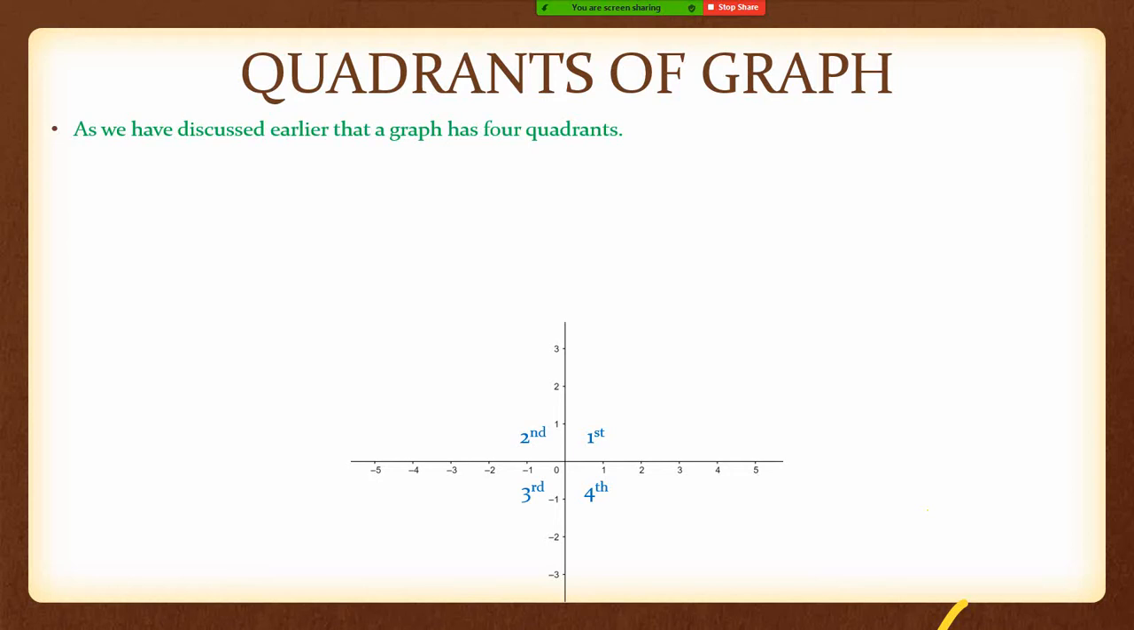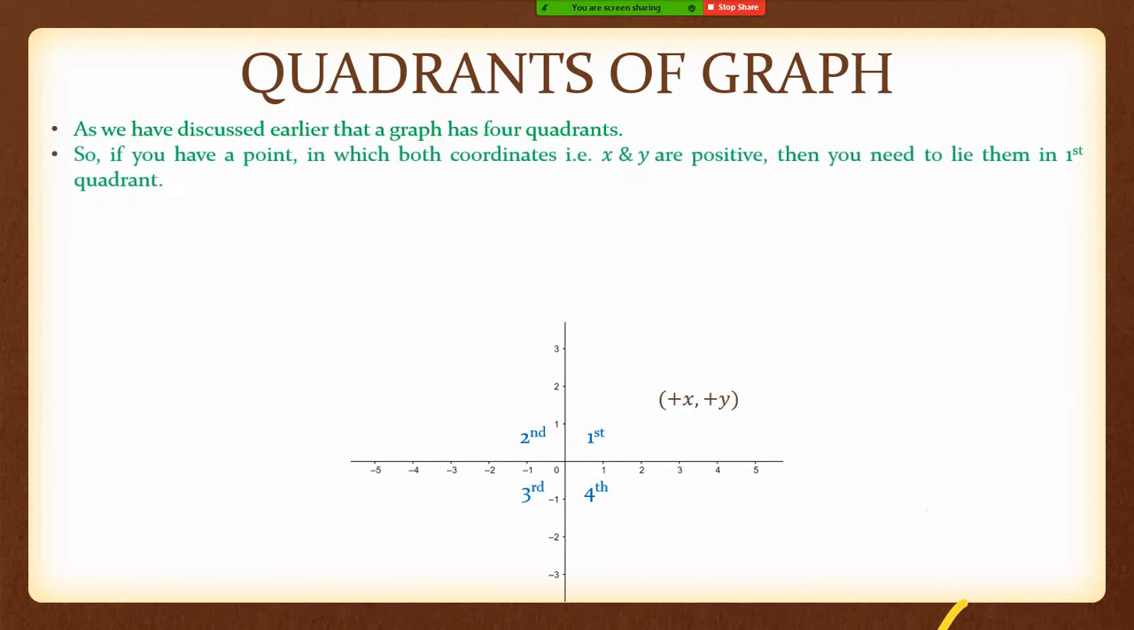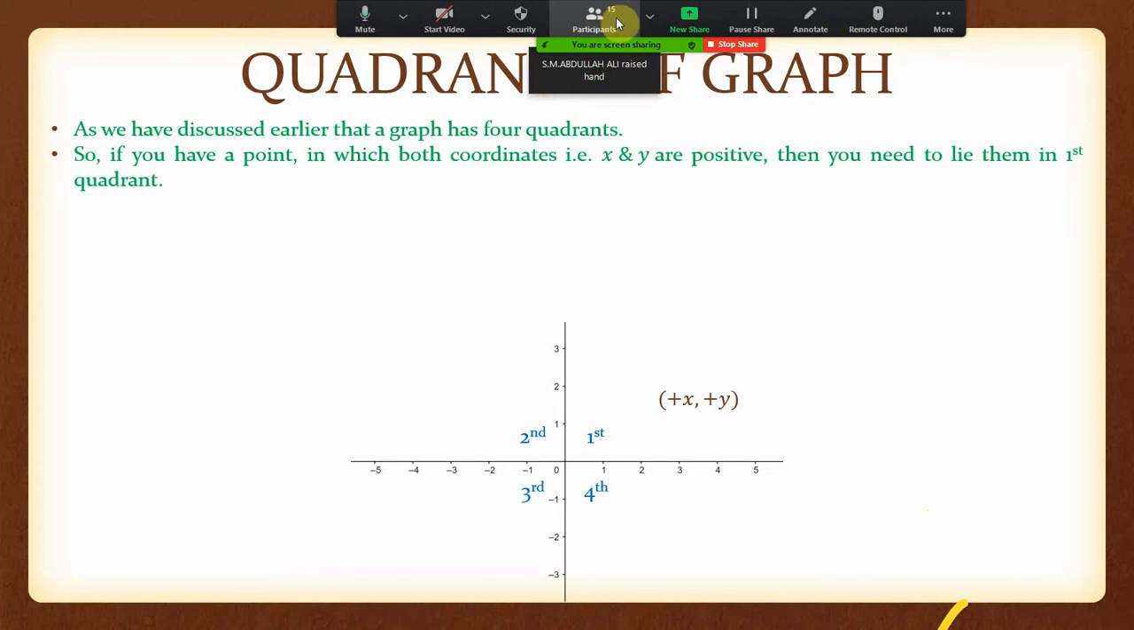Moving ahead, as we have discussed earlier, that a graph has four quadrants. So if you have a point in which both coordinates, that is x and y, are positive, then you need to plot them in first quadrant. If you have a coordinate in which both x and y are positive, then you are going to plot this particular coordinate in quadrant number 1. So whatever the value plotted on first quadrant must have positive x and y. So keep this thing in your mind.